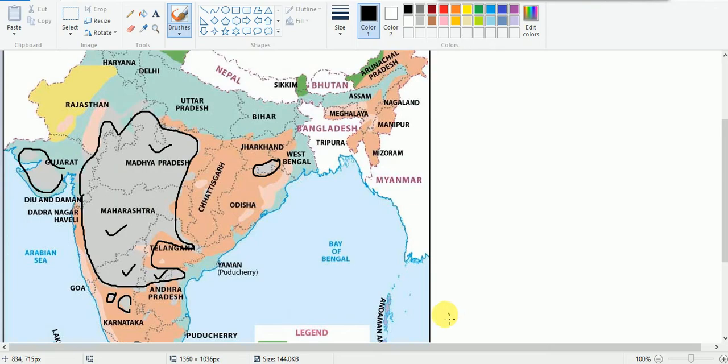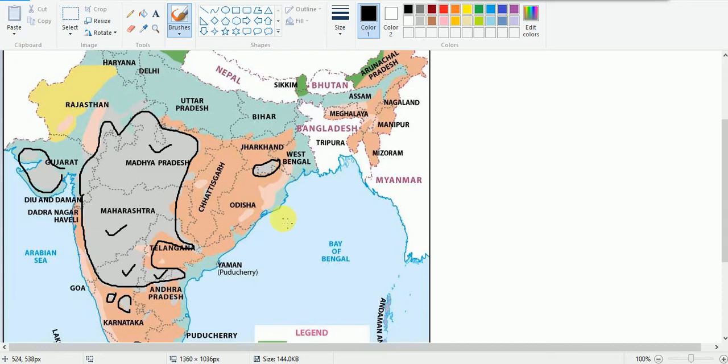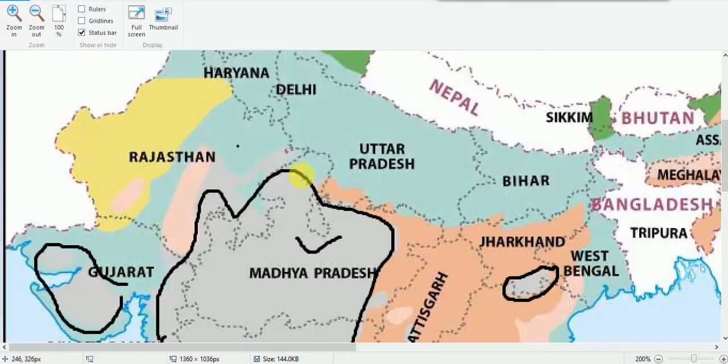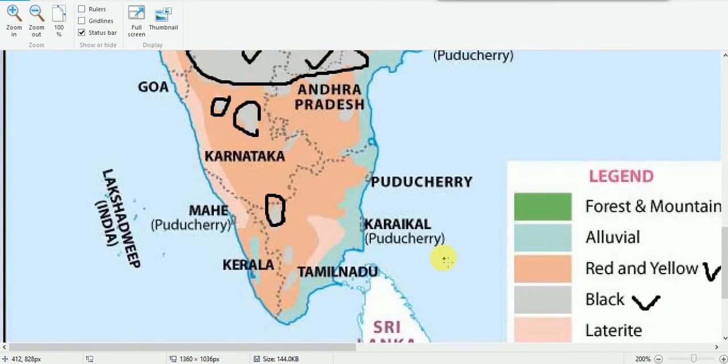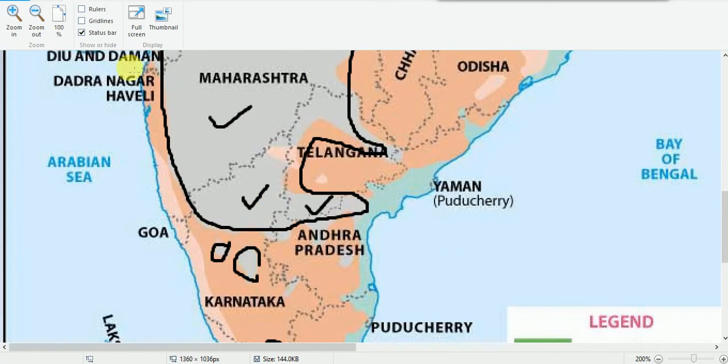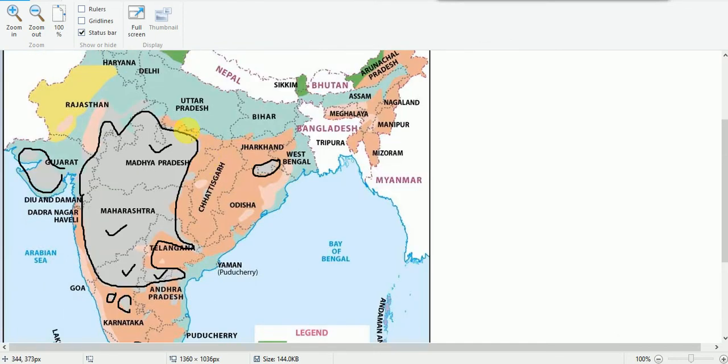See here, the color which is representing red and yellow soil is here, and red and yellow soil. I think you are seeing these areas, red and yellow soil area.